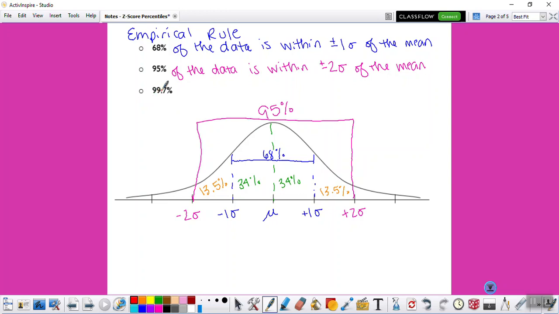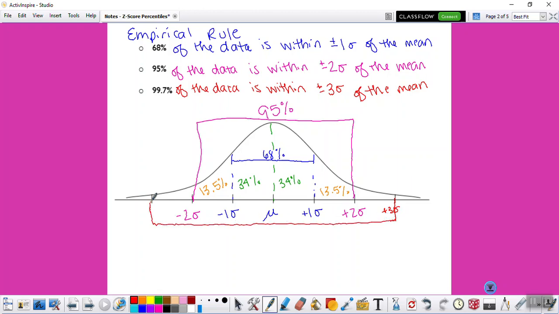Now, 99.7% of the data is within plus or minus 3 standard deviations of the mean. So from positive 3 standard deviations down to negative 3 standard deviations, that has 99.7% of the data.